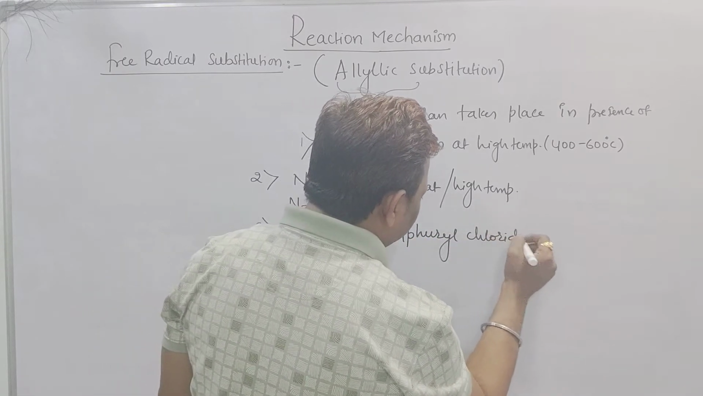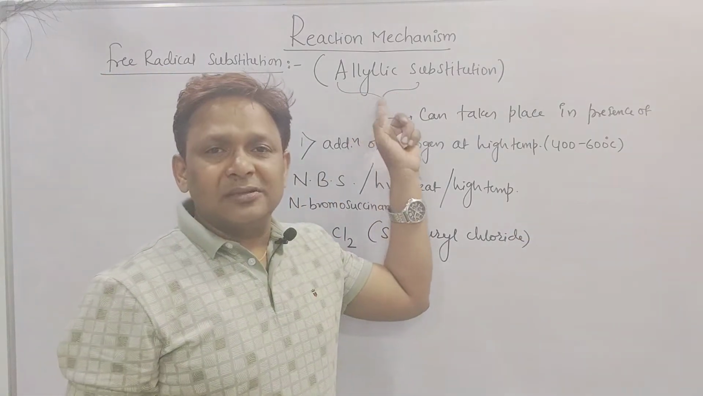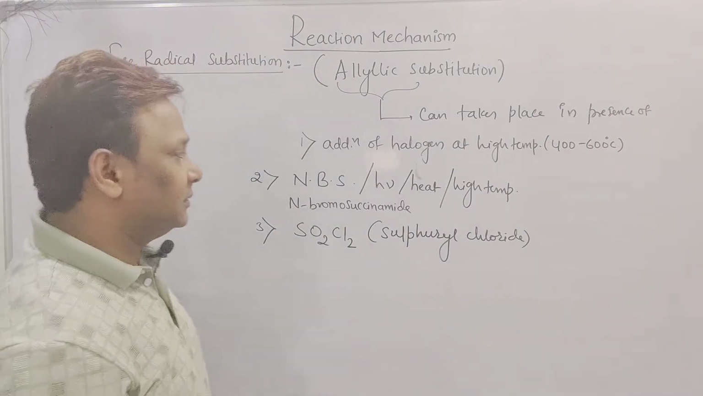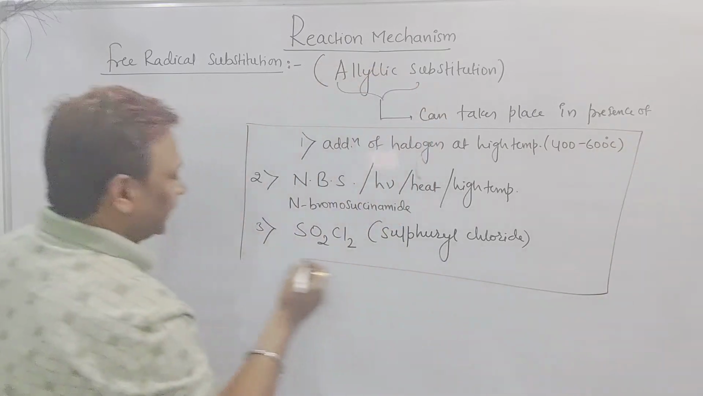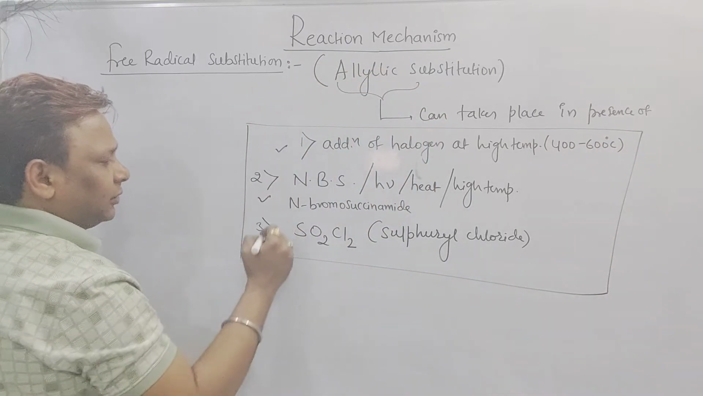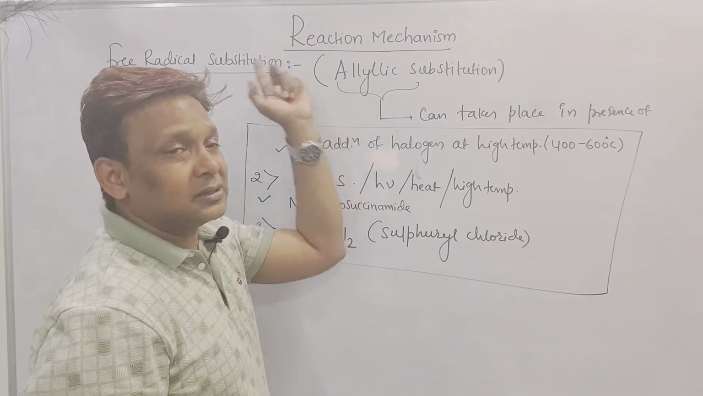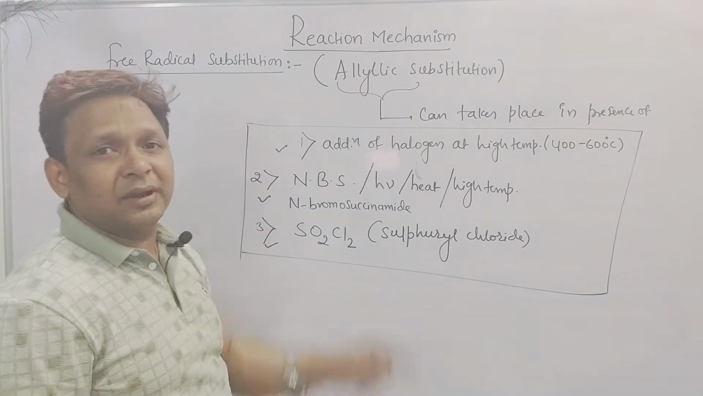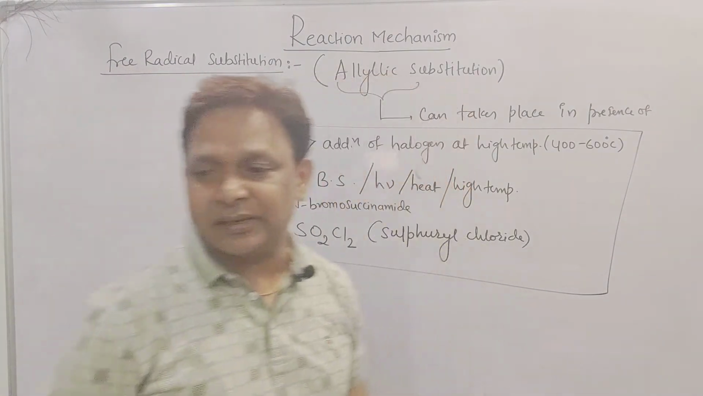Whenever you see this kind of reaction, think that we are favoring the allylic substitution, and that in presence of what? Free radical mechanism. So beta, in presence of any of these, either first one or second one or third one, we are performing allylic substitution with an FR mechanism. FR is called what? Free radical mechanism. We'll see some examples here.